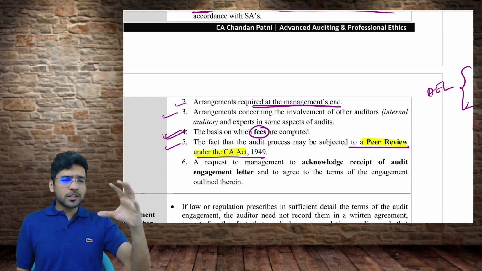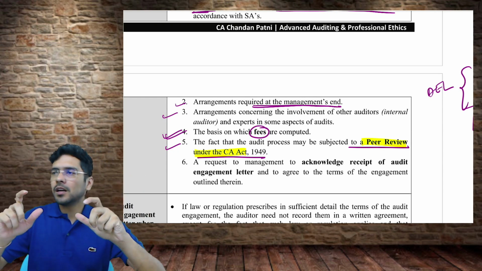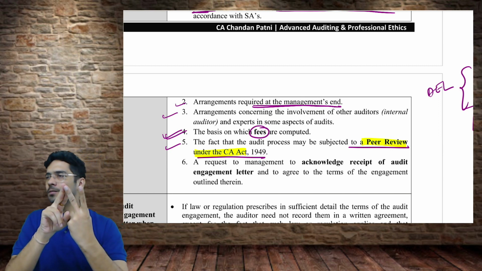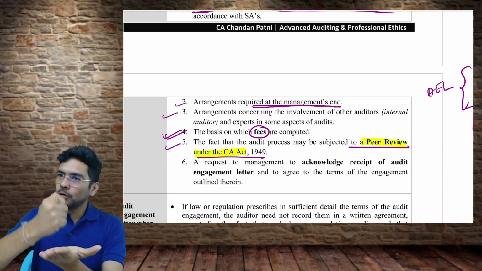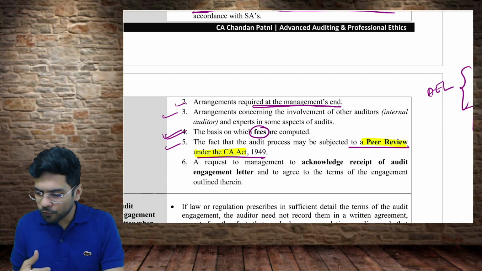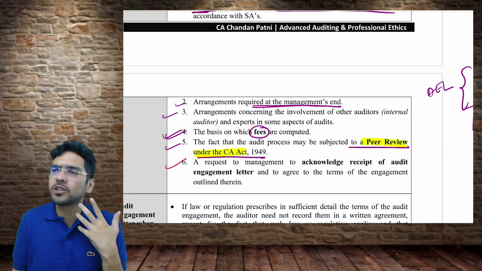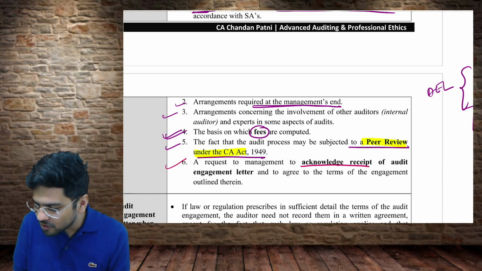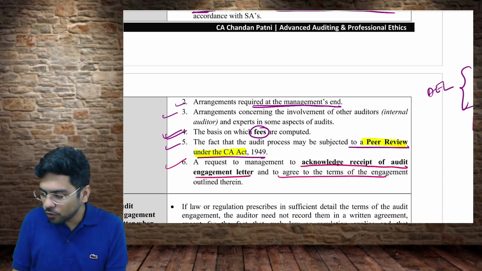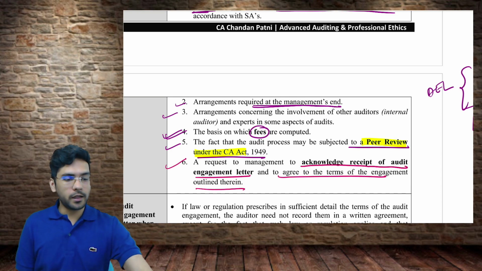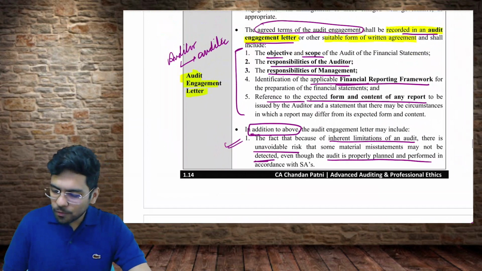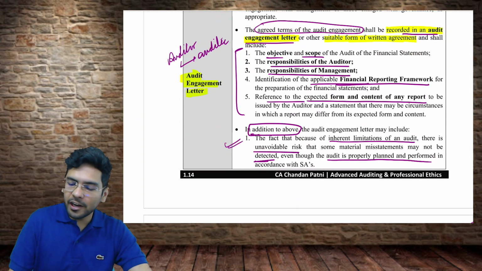Now guys, what did I tell you? The audit engagement letter is going to be made on the auditor's letterhead. Generally we make 2 copies, give them to the management, and ask them to sign and seal it. They'll keep 1 copy with themselves and return 1 copy to us. So towards the end we will make a small request to management to acknowledge receipt of the audit engagement letter. When they acknowledge, that means they are agreeing to the terms of engagement outlined there.